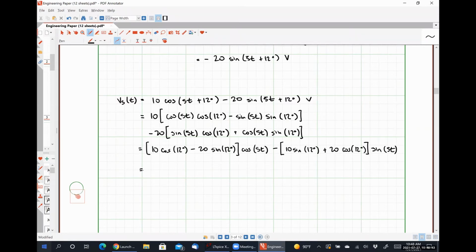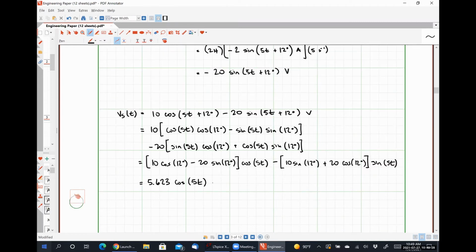So if I do 10 cosine 12 minus 20 sine 12, I get 5.623 cosine 5t. And then when I do minus 10 sine 12 plus 20 cosine 12, I get negative 21.642 sine 5t.